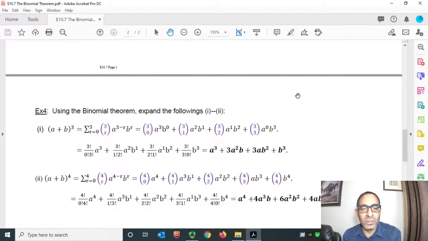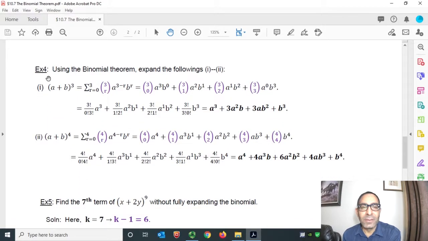Now let's move on. Let's do example 4. Example 4, part 1. Let's expand the binomial (a plus b) raised to the power 3. So in the solution, (a plus b) raised to the power 3 equals, using the binomial theorem here, 3 choose 0, that's the first binomial coefficient, times a to the power 3 times b to the power 0. So here we started the power of a from 3 and b from 0. Now in the next terms, we are decreasing the power of a and we are increasing the power of b.